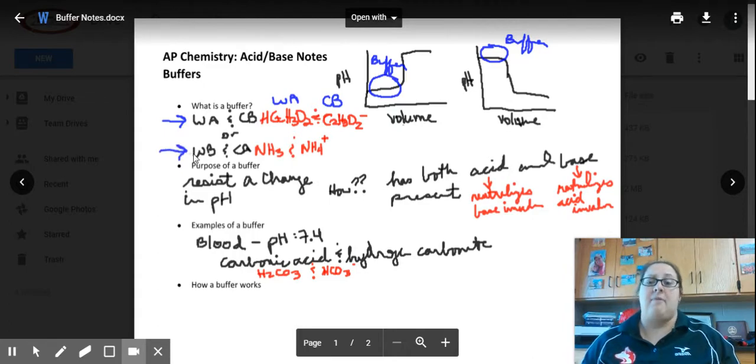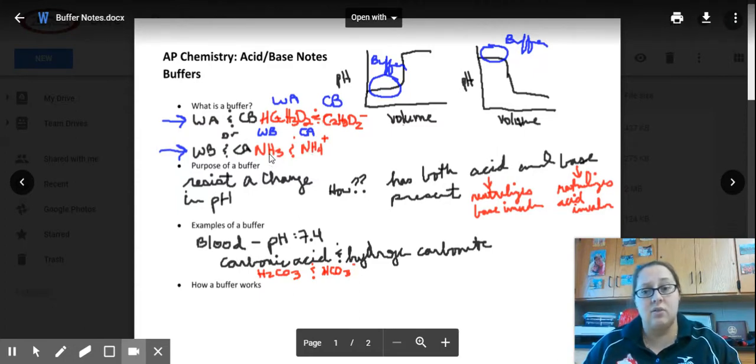Another type of buffer we have is a weak base with its conjugate acid. An example of a weak base is ammonia, and the conjugate acid of ammonia is NH4 plus. Remember, a conjugate acid has added on an H plus to the base. So this is the conjugate acid component. If I have a combination of both of these present in one solution, then I have a buffer there.